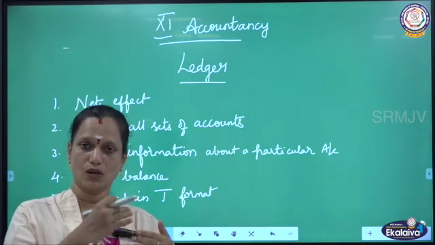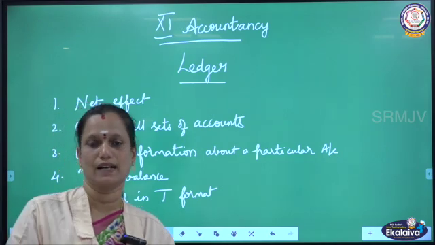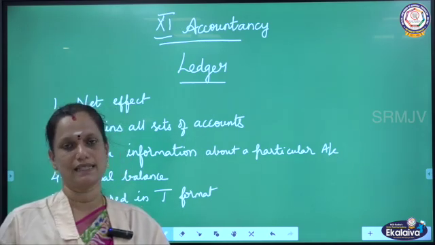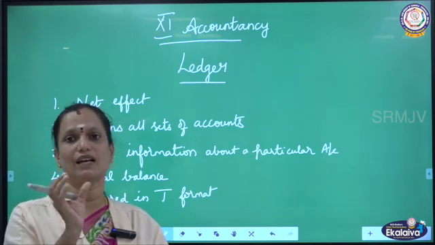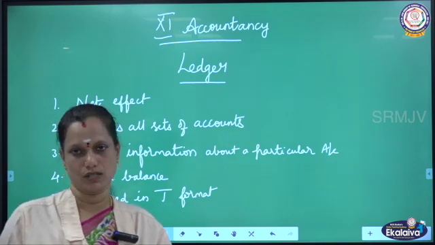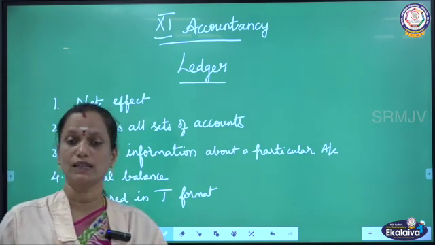Whatever transactions we are doing, everything we enter in the journal. After that, each and every transaction is given elaborately there, and here we are giving a summary. That is why we are entering the ledger. It shows the net effect of all the transactions.